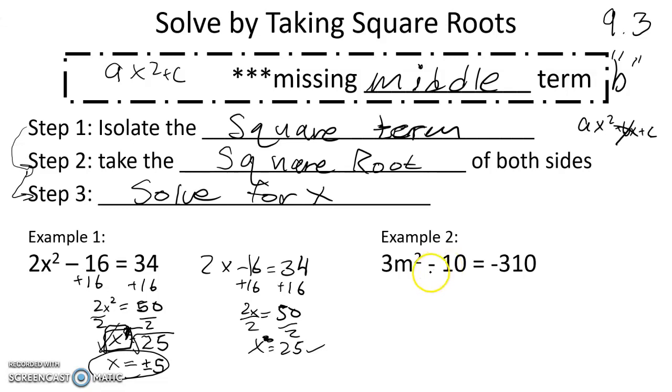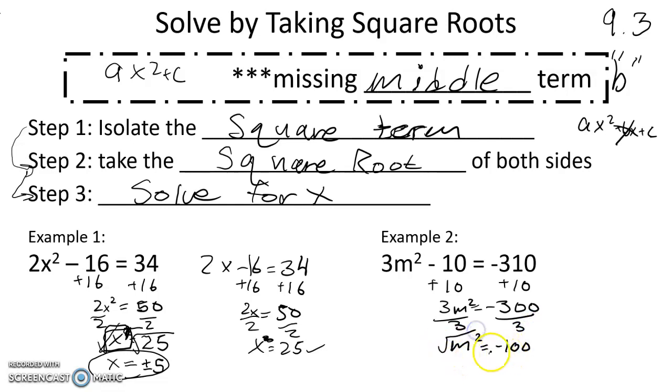Let's do this one right here. 3m squared minus 10 equals negative 310. I've got to get this m squared by itself, so I'm going to add the 10 to both sides. Negative 310 plus 10 is negative 300 equals 3m squared. Got to get that m squared by itself, so I'm going to divide by 3 on both sides. I get m squared equals negative 100.